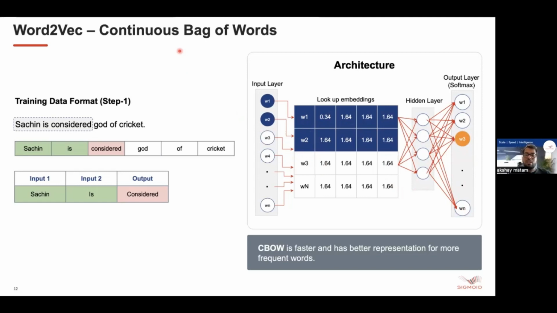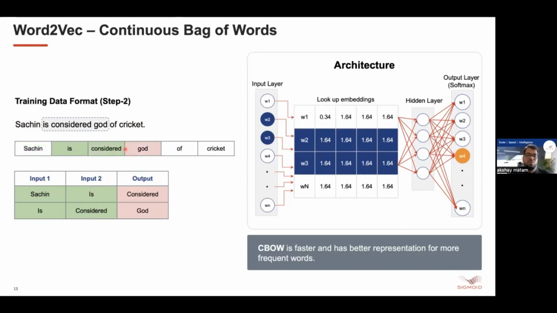So coming to continuous bag of words, how we are going to capture the input or training data is we are going to have a sliding window technique here, in which the model is asked to predict the target keyword, giving the context as an input. So considering the window length as 3 here, and the same example as in the previous session, Sachin is considered god of cricket, with window length 3. Initially in step 1, we can see that Sachin and is are given as an input, and the model is asked to predict the output keyword as considered.